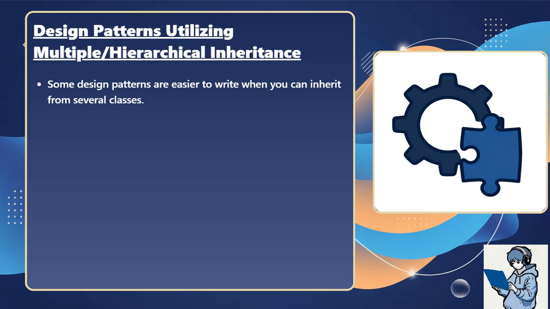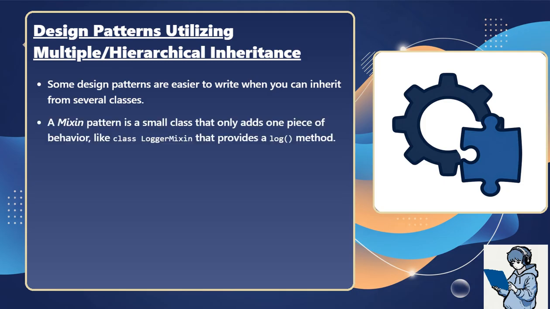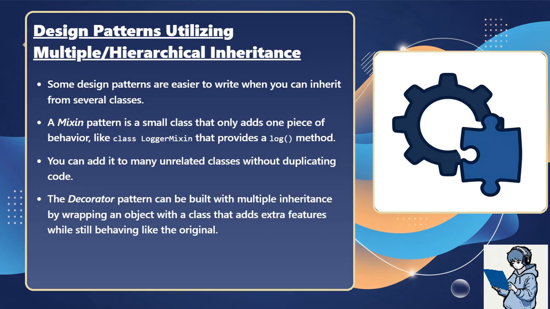Some design patterns are easier to write when you can inherit from several classes. A mixin pattern is a small class that only adds one piece of behavior, like class LoggerMixin, that provides a log method. You can add it to many unrelated classes without duplicating code. The decorator pattern can be built with multiple inheritance by wrapping an object with a class that adds extra features while still behaving like the original.